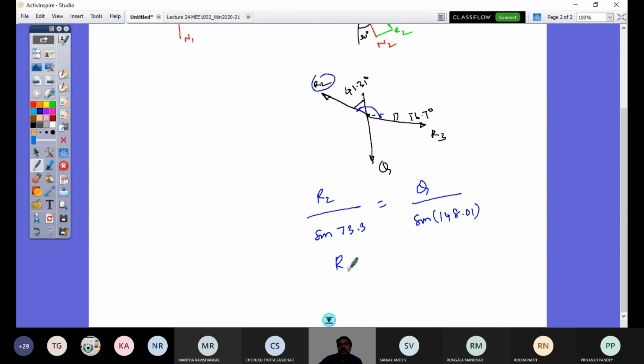So R2 will be Q sine 73.3 divided by sine 148.01 degrees. So that's equal to the reciprocal of sine of this value, multiplied with sine 73.3. So I get 1.81 times Q is what R2 is. So R2 is equal to 1.81 Q.